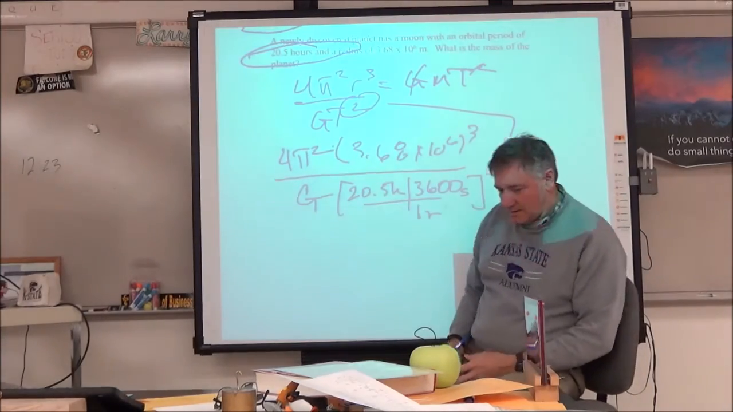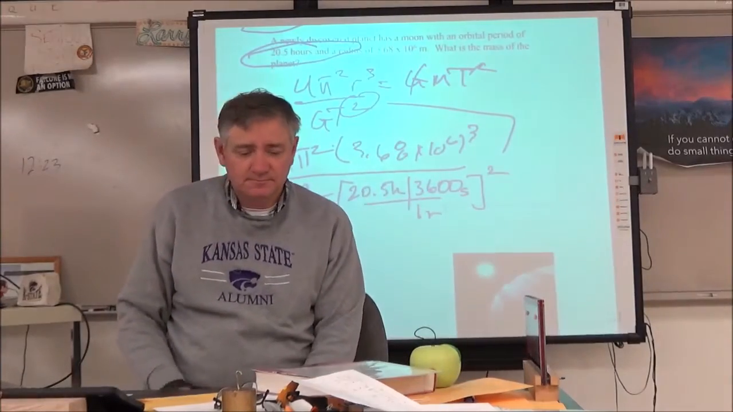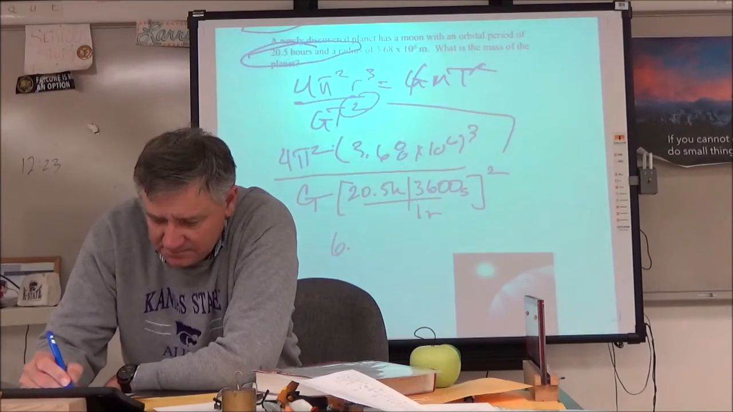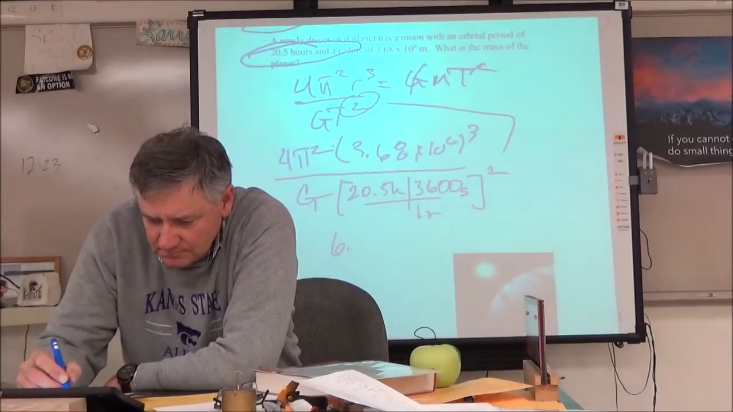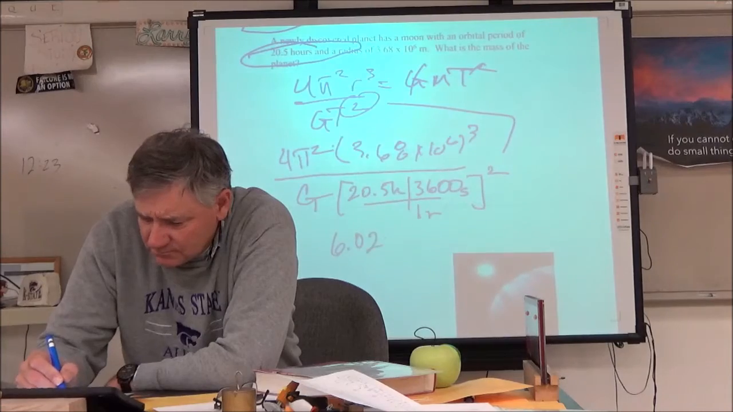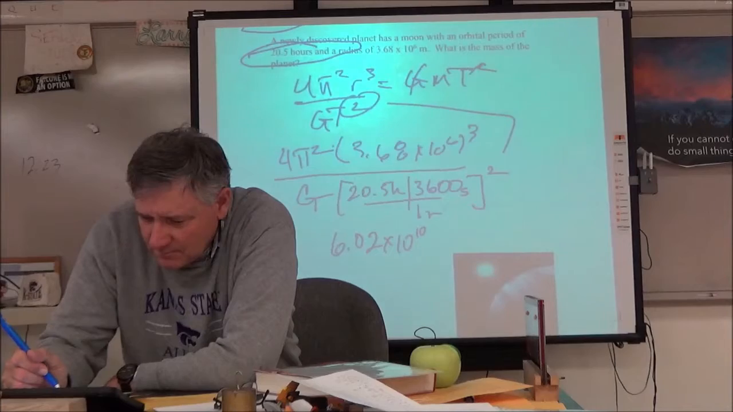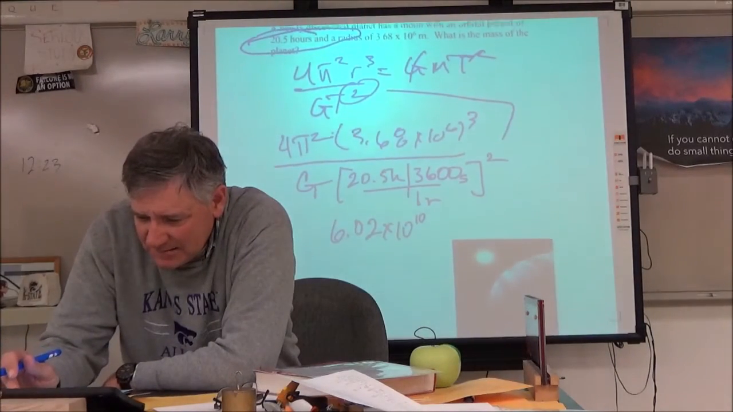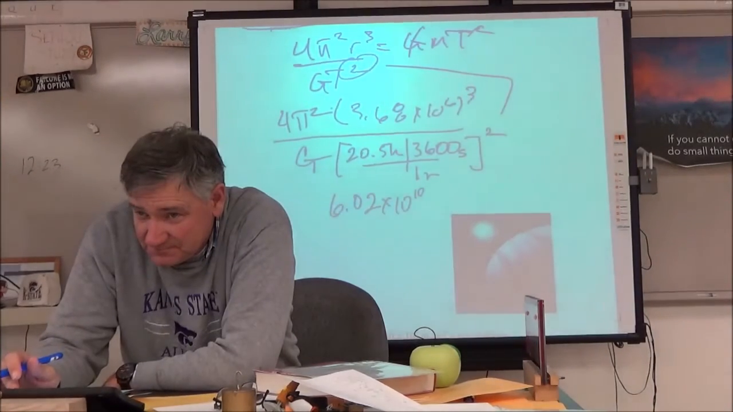7.38 times 10 to the 4th seconds. Yeah, but as far as the overall answer, I got 6.02 times 10 to the 10th. I was just doing seconds. What did you get? I got 6.02 times 10 to the 10th. I got 5.42 times 10 to the 21st.